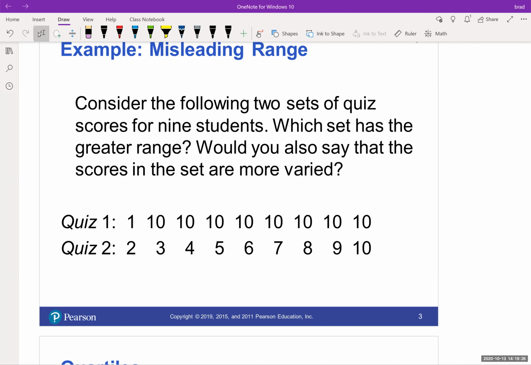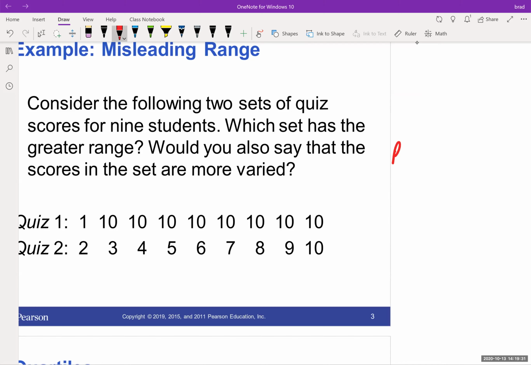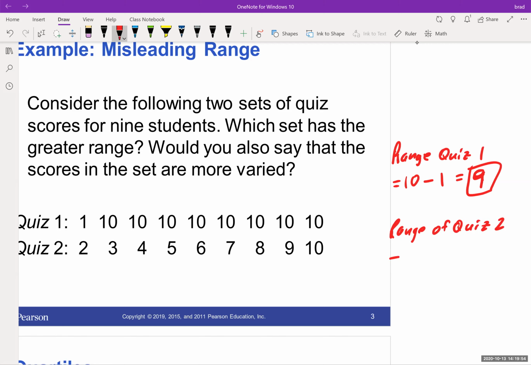If we take, for example, the range of quiz 1, that would just be the highest value, which is 10, minus the lowest value, which is 1. So we have a range of 9. And now for quiz 2, we take the highest value, which is 10, and the smallest value, which is 2, and we get a range of 8.